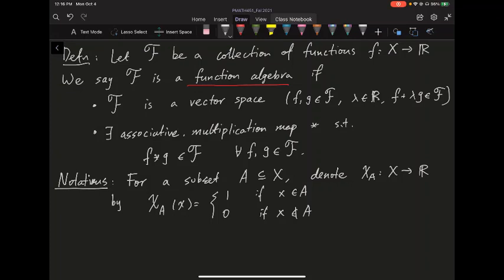So chi of A is essentially this function defined on X to real or complex, if you like. You just basically say the chi of A evaluated at the point x will give you a value of 1 if this point is a member of A, and it will give you a value of 0 if x is not in A. So it's really the indicator function.